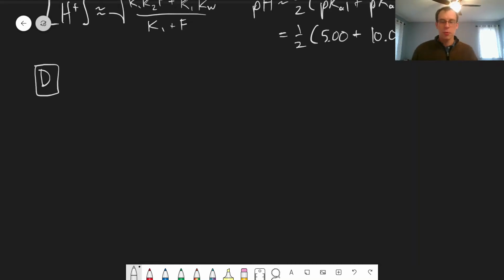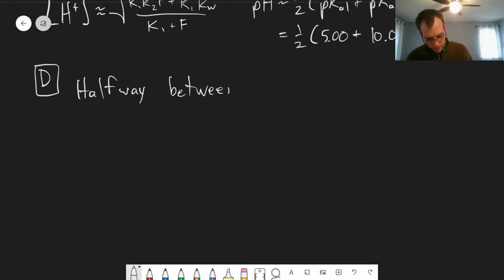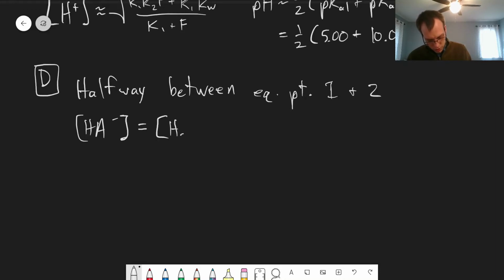The next point on the titration curve we can consider is what's labeled D on the curve. Again, that is our halfway between the two equivalence points. So halfway between equivalence point 1 and 2. So that is when we'll have our concentration of HA minus equal to the concentration of H2A. So we'll have our intermediate form plus our fully protonated form. And again, because it's halfway between these two equivalence points, that means half of our reactions happened. That's why these are equal to each other.